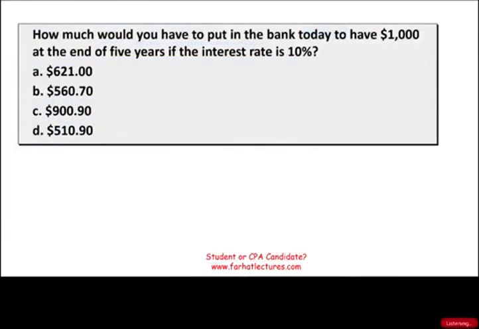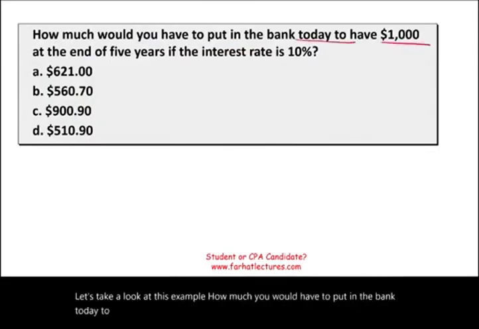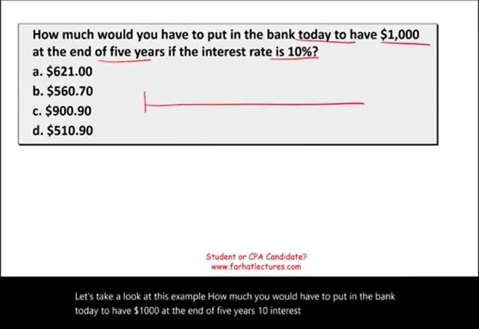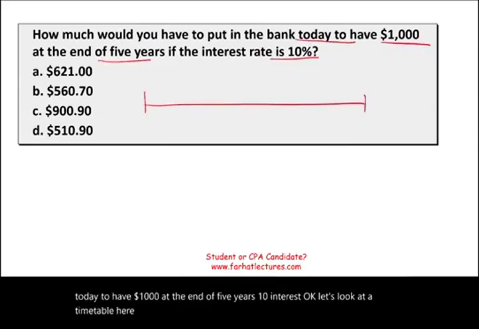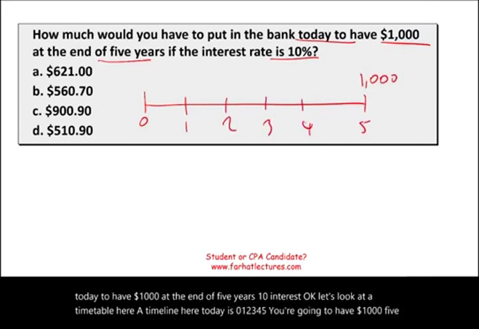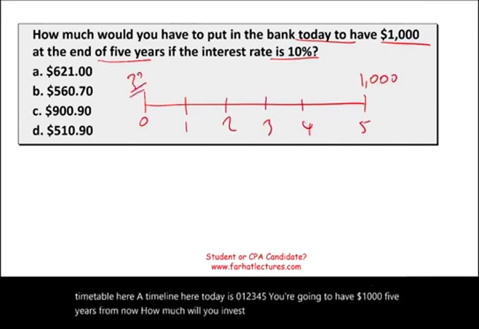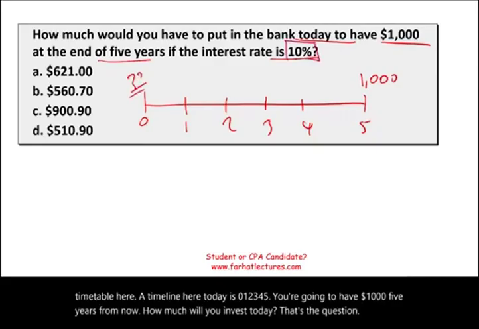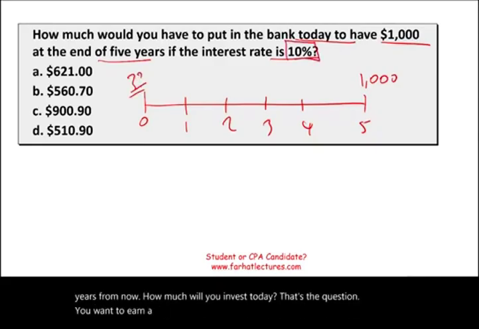Let's take a look at this example. How much would you have to put in the bank today to have $1,000 at the end of 5 years, at 10% interest? Okay, let's look at a timeline here. Today is 0, 1, 2, 3, 4, 5. You're going to have $1,000 5 years from now. How much will you invest today? That's the question, assuming you want to earn a 10% interest rate.